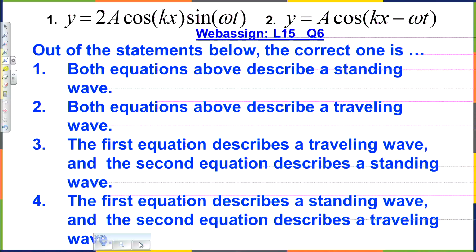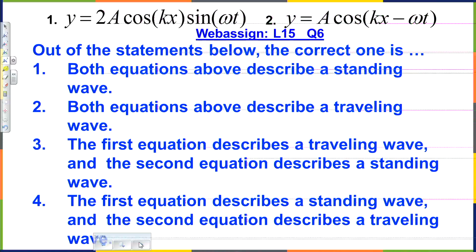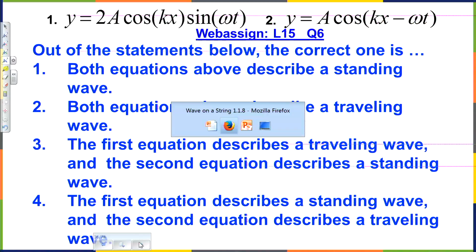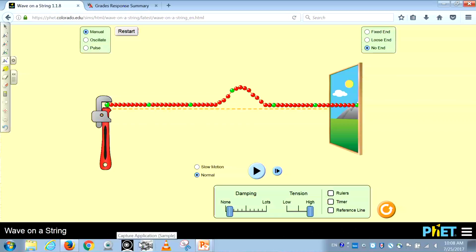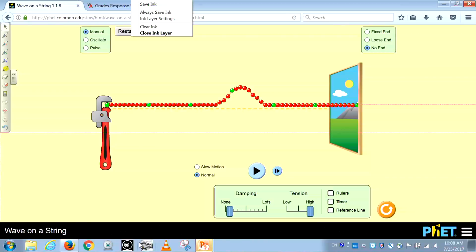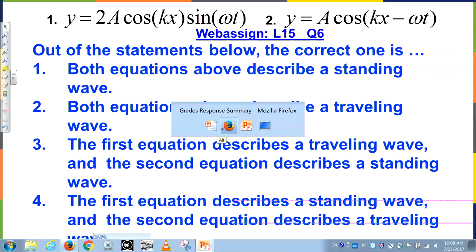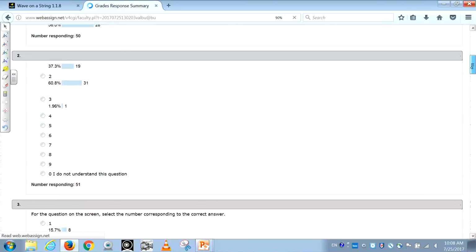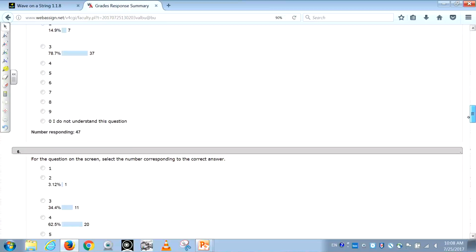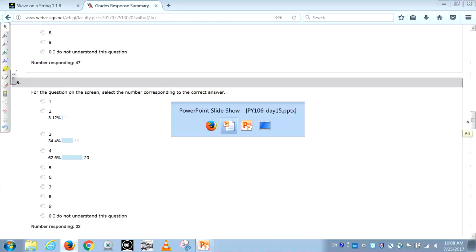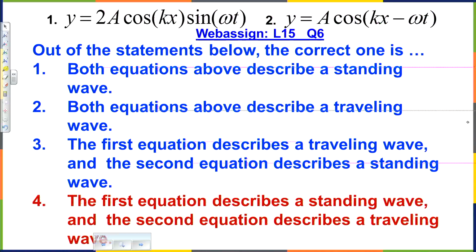And the structure of an equation tells us this is a standing wave, so it should have a stable profile. This is not a standing wave. And that was question number 6. 4 is the most popular. 4 is the correct.